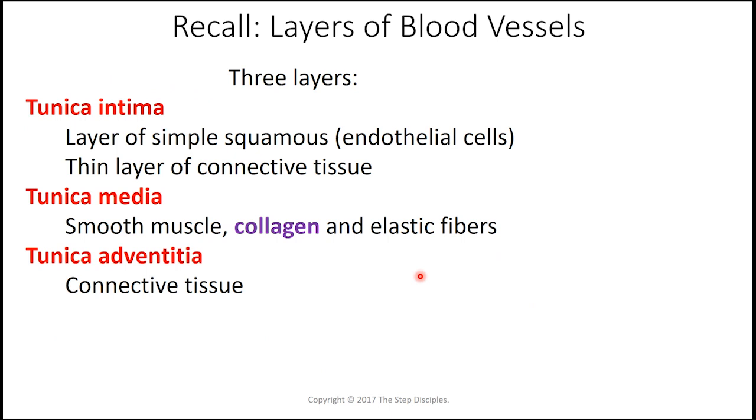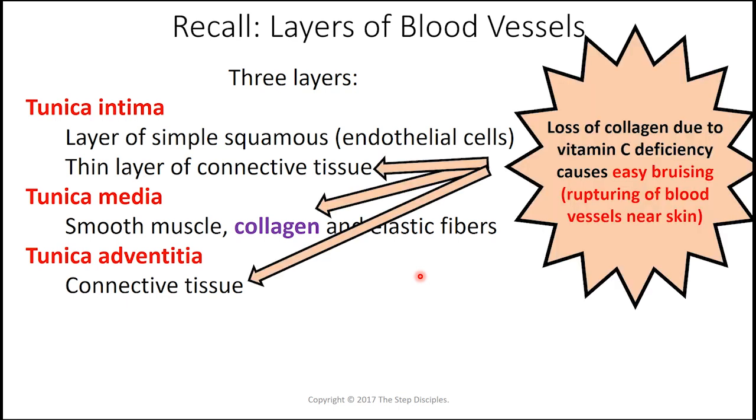Okay, you have the tunica intima, the tunica media, and tunica adventitia. In the tunica intima, you have the layer of simple squamous cells and endothelial cells. Okay, a thin layer of connective tissue. In the tunica media, you have smooth muscle, and then you have collagen, elastic fibers. Okay, connective tissue. And then tunica adventitia, you also have connective tissue. In all those layers, there is collagen.